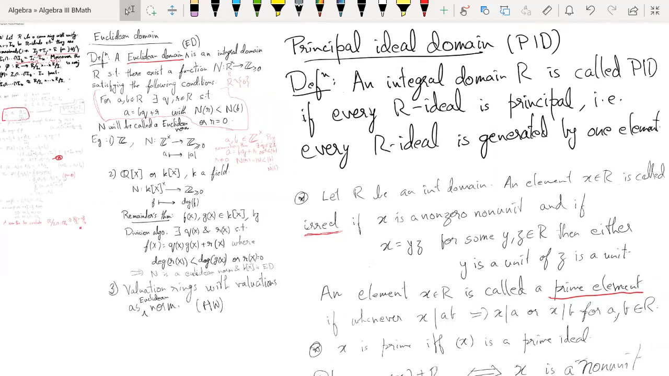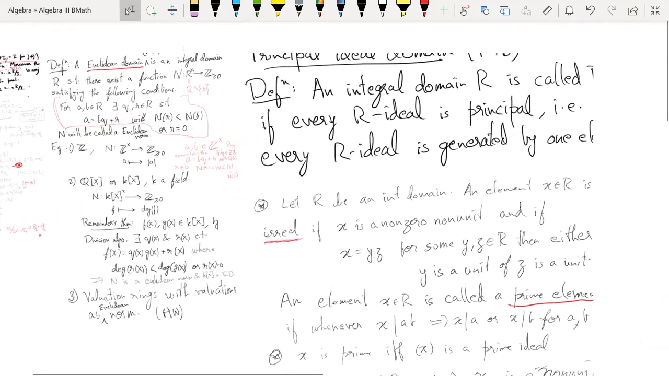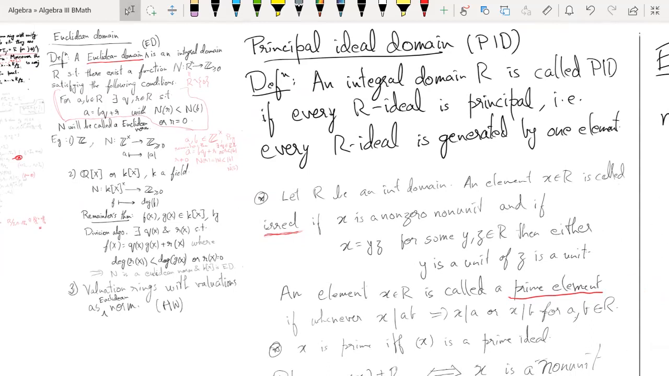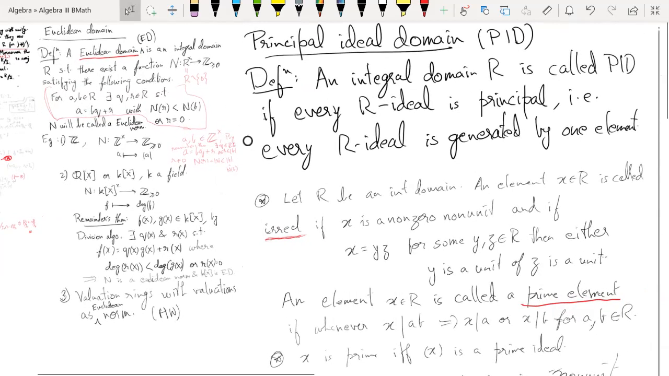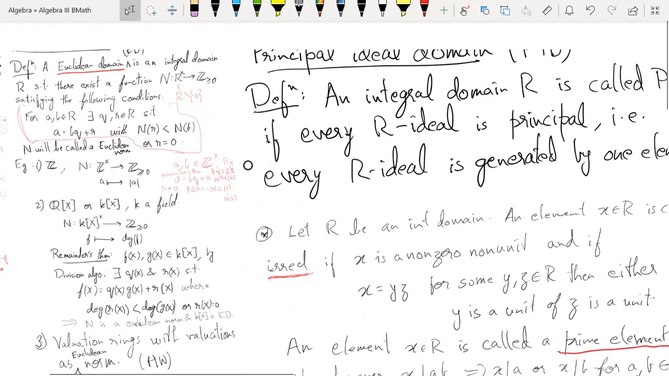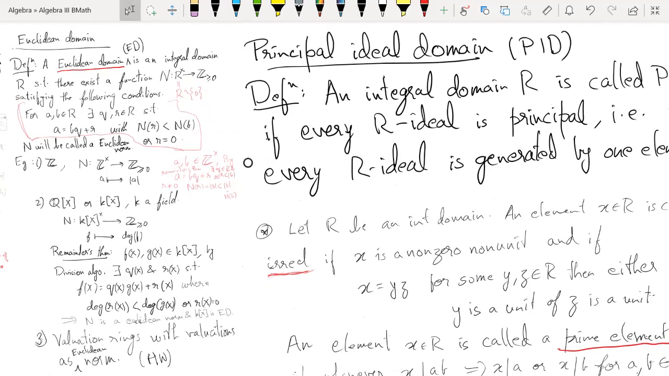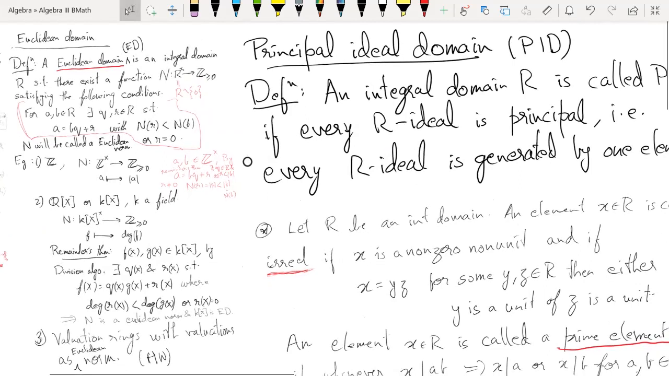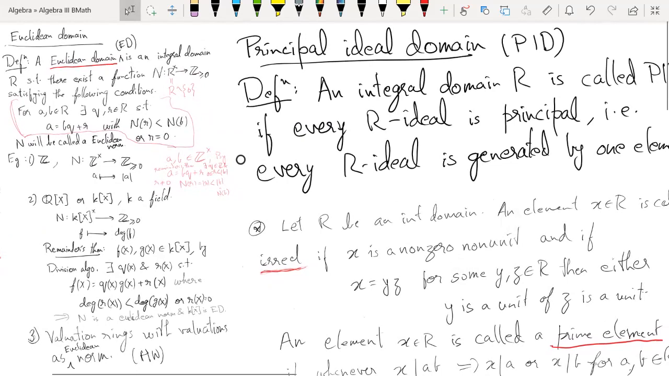So we saw many examples. The next class of rings which we'll study is principal ideal domains. They are slightly more general than Euclidean domains, but not by much. The reason to study Euclidean domains is to give some examples of PIDs.